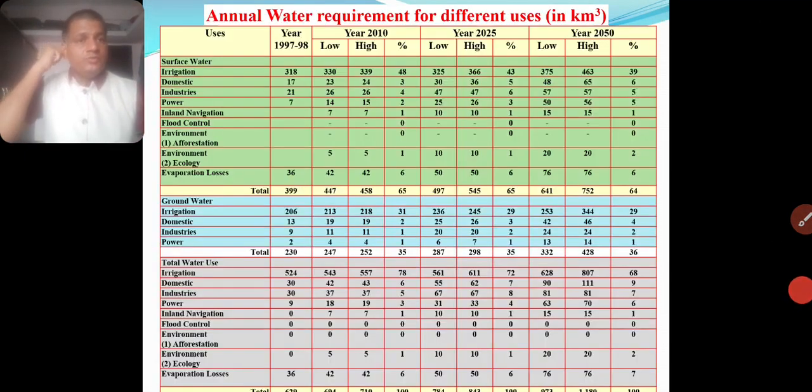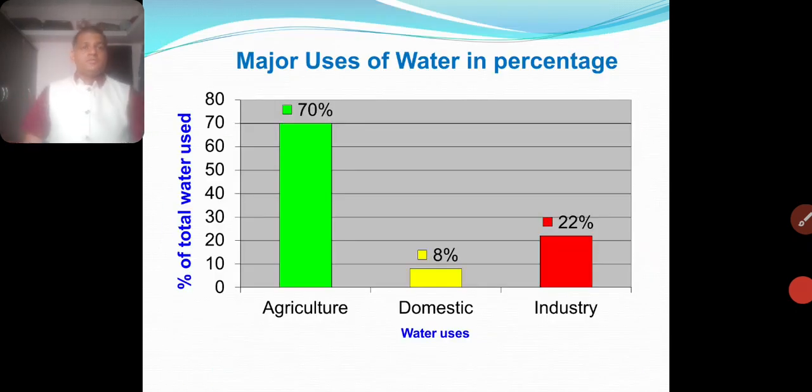This is about the uses of water. Major uses of water in percentage wise: agriculture uses 70%, domestic 8%, and 22% industries. This is the percentage of total water used.